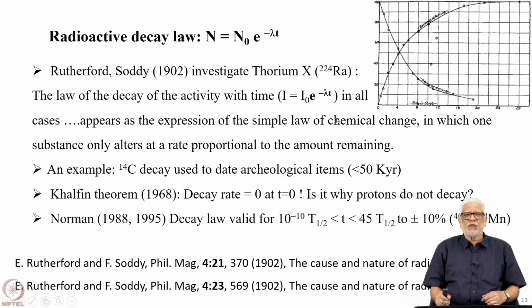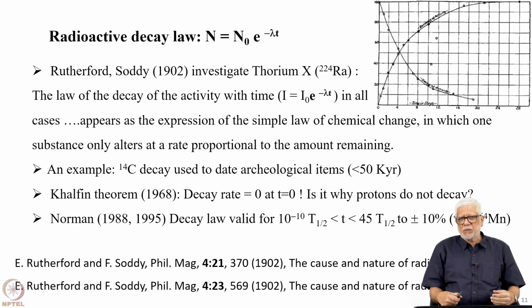And so the law of decay of the activity with time in all cases appears an expression of the simple law of chemical change. These sort of things have been seen in chemistry as well, where you have two ingredients and the reaction takes place, in which one substance only alters at a rate proportional to the amount that is remaining. An example of this is, I already talked in the first lecture about carbon-14 being used to date archaeological items, and this is a very nice application of that.